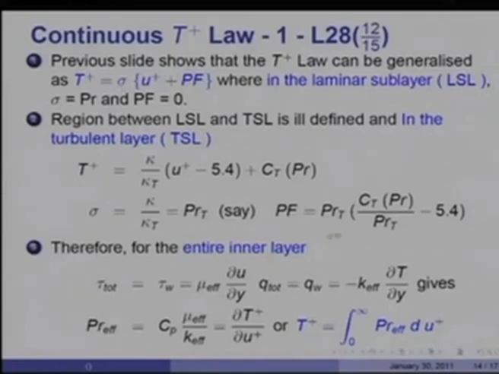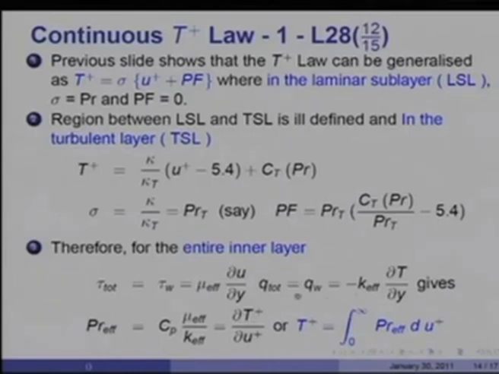So, for the entire inner layer now, tau tot is equal to tau wall, mu effective du dy, and q tot is equal to q wall, minus k effective dT dy. And therefore, if I define Prandtl effective equal to Cp mu effective by k effective, then it will simply amount to dT plus by du plus, by the definitions that we have.